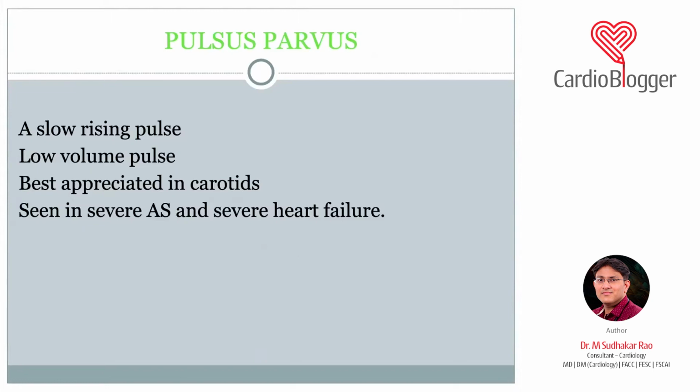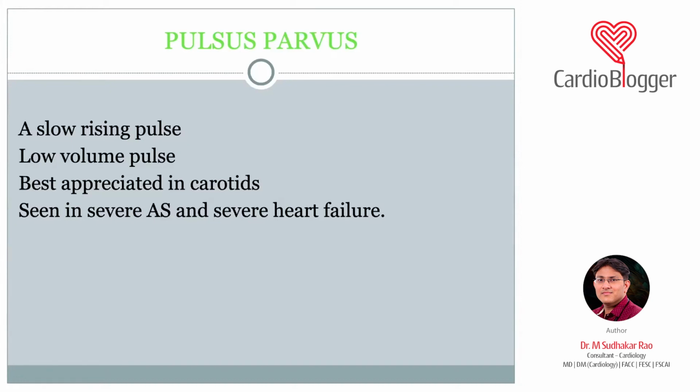So parvus means small and tardus means slow. A small volume pulse or a slow rising pulse is known as a pulsus parvus, and it is typically seen in patients with aortic stenosis. Apart from severe heart failure, it is seen in patients with severe aortic stenosis, and it is typical of them. It is a low volume pulse, and it is best appreciated in carotids, though it can also be appreciated in peripheral arteries.